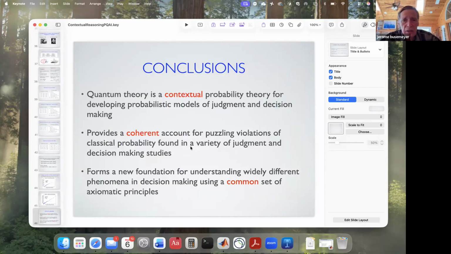So in conclusion, quantum theory is a contextual probability theory for developing probabilistic models of judgment and decision. And it provides a coherent account for puzzling violations of classic probability found in a variety of judgment and decision-making studies, and it forms a new foundation for understanding widely different phenomena in decision-making using a common set of axiomatic principles.